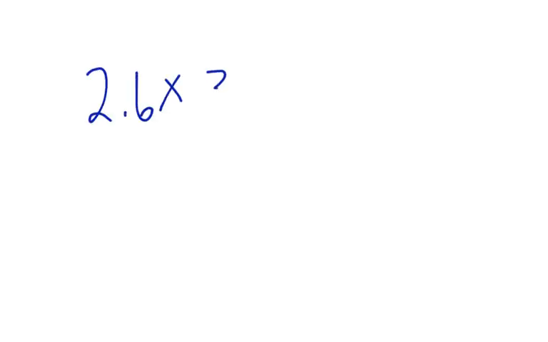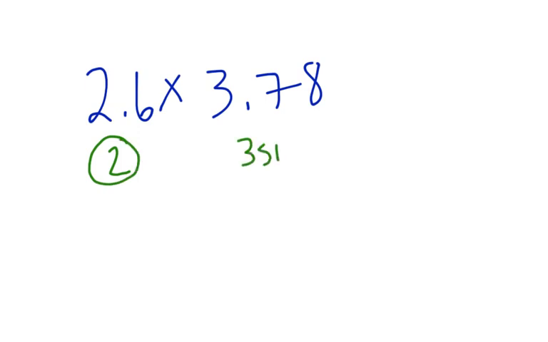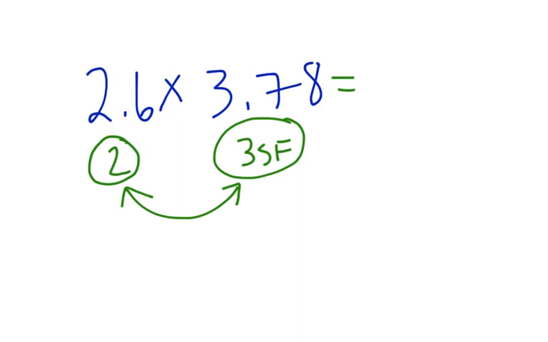2.6 times 3.78. Remember, we don't care about the decimal in multiplication and division. All we care about is the true number of sig figs. So 2.6 has 2 sig figs in it. 3.78 has 3 sig figs in it. The least number of sig figs out of these two is 2. So that means my final answer needs to be only 2 sig figs.